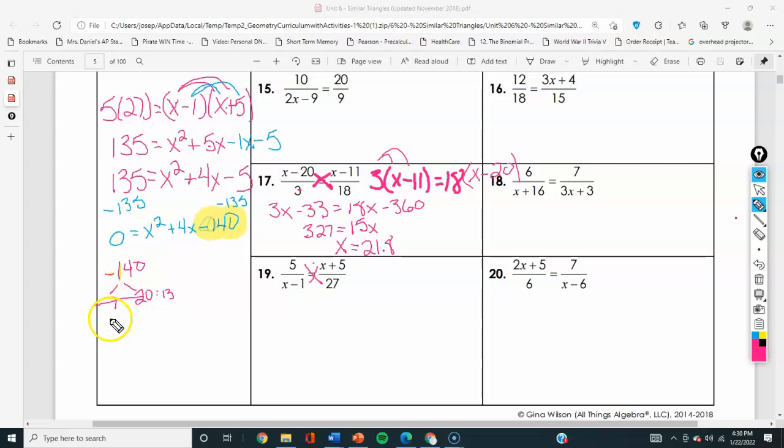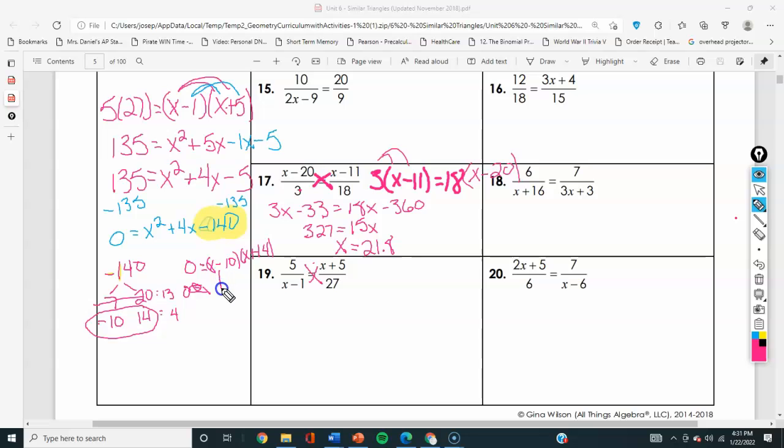Then I'm going to do, does 8 go into it? I don't think so. 9, no. What about negative 10? Negative 10 and 14? Negative 10 plus 14 is 4. That is the winner right there. So I'm going to factor this beast into x minus 10 times x plus 14.